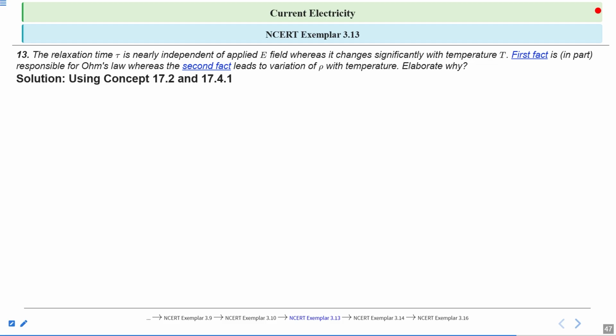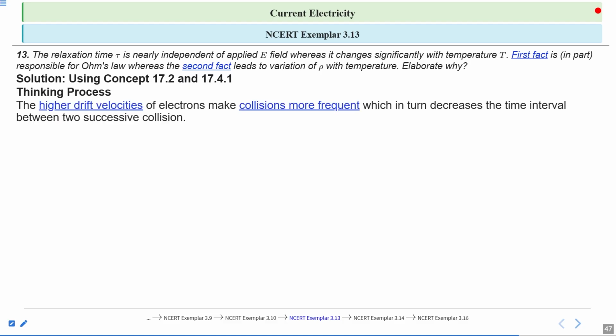So, solution using concept 17.2 and 17.4.1. What is the thinking process for this question? The higher drift velocities of the electrons make collisions more frequent. If there is a higher drift velocity, collisions will be more frequent, which in turn decreases the time interval between two successive collisions. So with higher drift velocity, collisions are more frequent, which will decrease tau, the relaxation time.